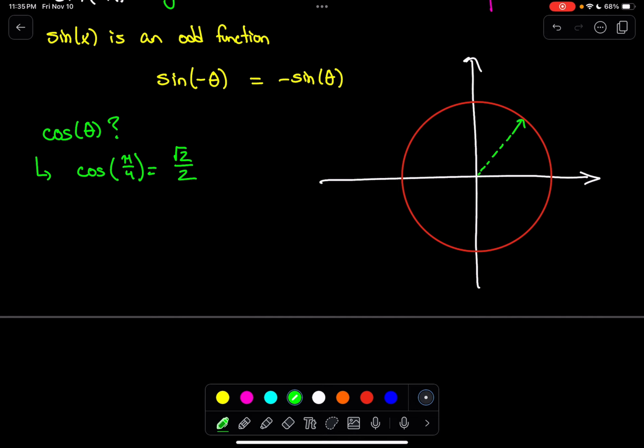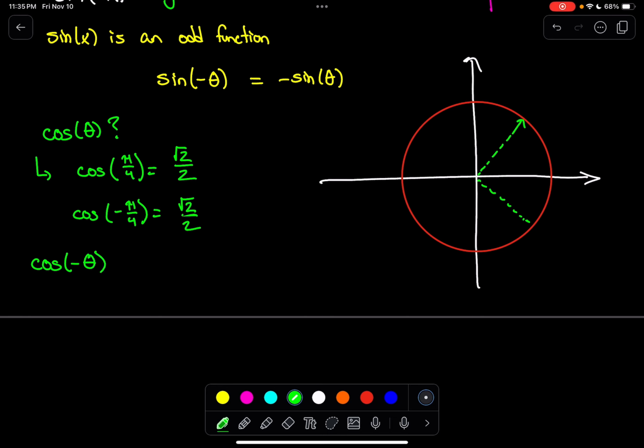All right, and we'll notice that if I try cosine of negative pi over 4, we end up at, well, still root 2 over 2. It doesn't matter if I go negative or not. The x values are still the same, and so we can try to reason our way through this kind of logically.